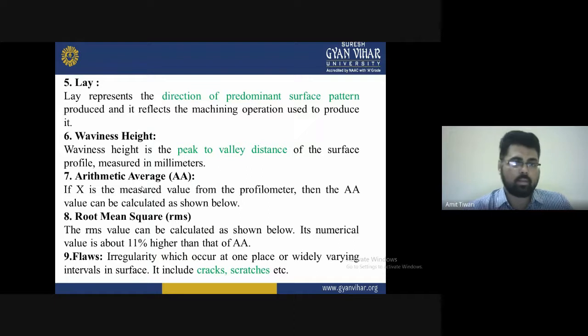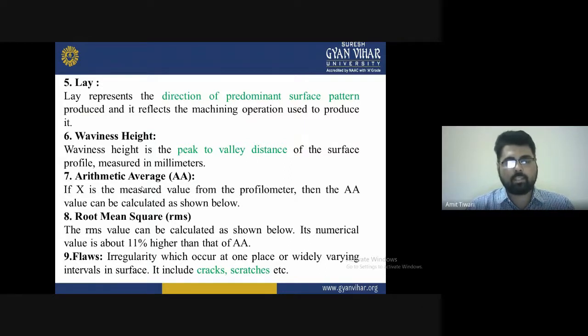Fifth is lay. Lay represents the direction of the predominant surface pattern produced, and it reflects the machining operation used to produce it. It will be represented by different directions of the predominant surface. So during the machining process, keep in mind that the unwanted surface will be removed completely. If a number of layers must be removed, they are not removed in a single layer, two layers, or three layers; they are removed layer by layer. So these are some of the terms we use.